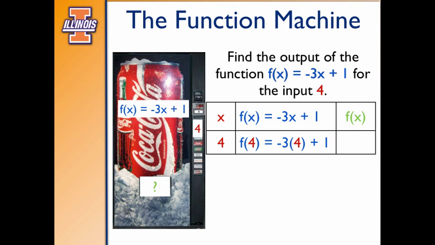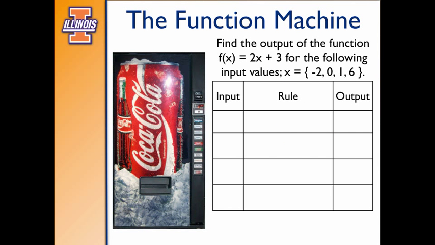So the way that this works is I take my equation, my function, and I replace it with my input value. So in this case, I had x. I replace all those x's with 4. So I have f of 4 is equal to negative 3 times 4 plus 1. I simplify that, and I get negative 11. So the output value for the input of 4 is equal to negative 11.